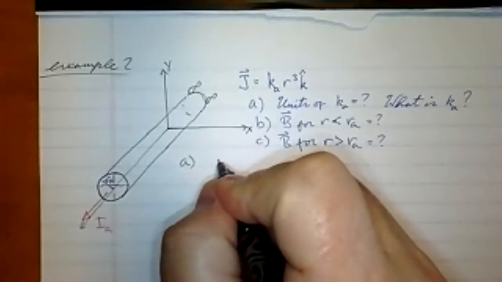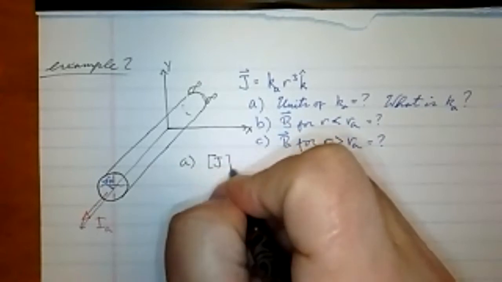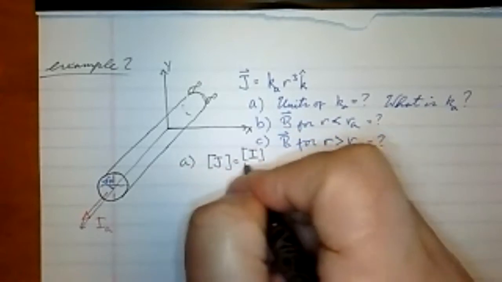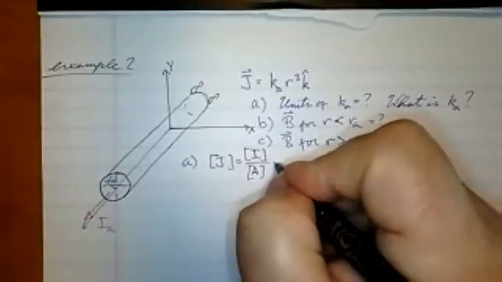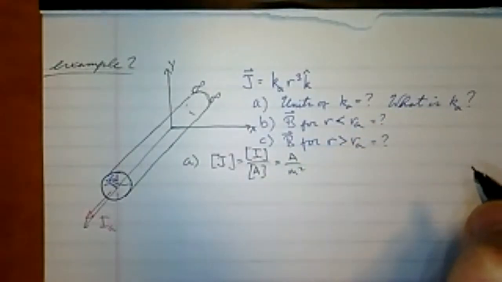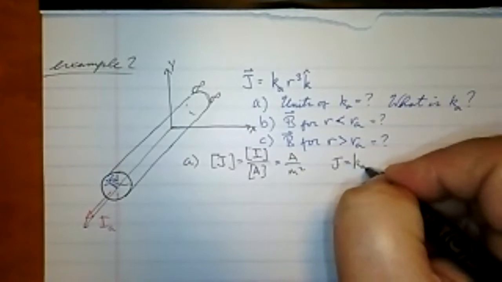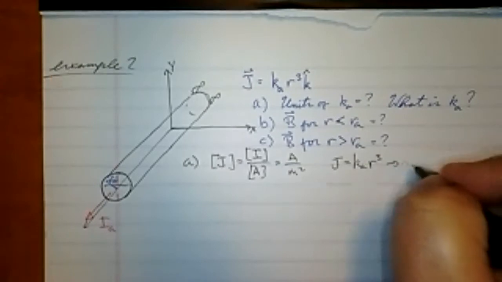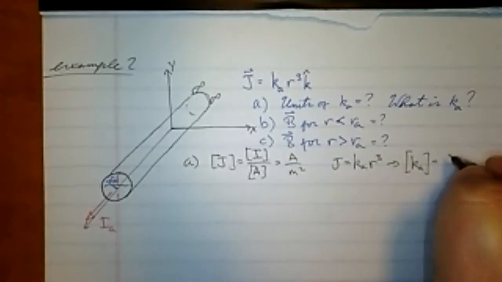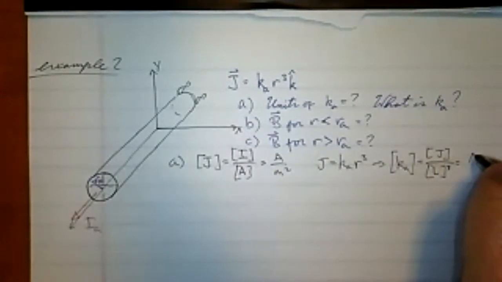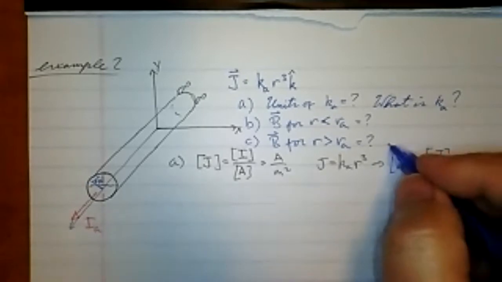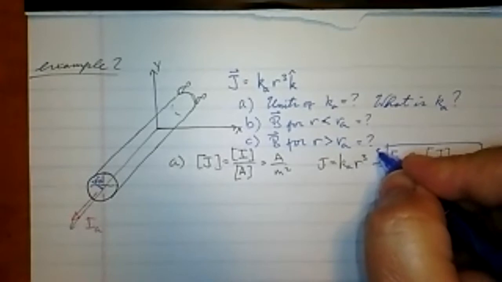Part A, I can see that J, unit-wise, has units of current per area. So that is amps per square meter. But J is also equal to KA R to the third. So that means KA has units of J over L cubed. So I can see now that's amps per square meter divided by cubic meters. So I get amps per meter to the fifth. And that's what my units are for the K. And that's a useful thing to think about.